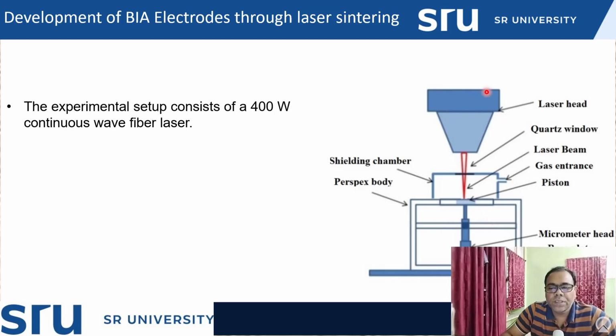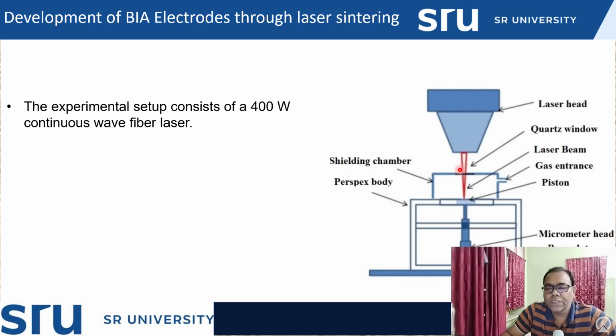So this is the experimental setup, which consists of a 400 watt fiber laser. You can say this is a different design of a customized setup. In that customized setup, this is a shielding chamber, in which environmental oxidation has to be stopped. This chamber is shielded, and this is the Perspex body.